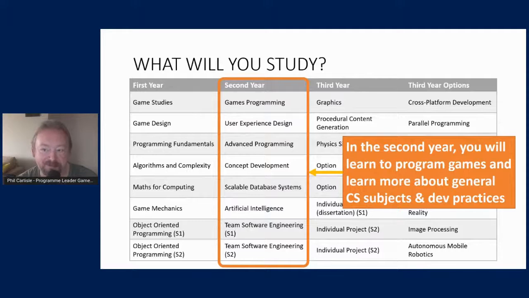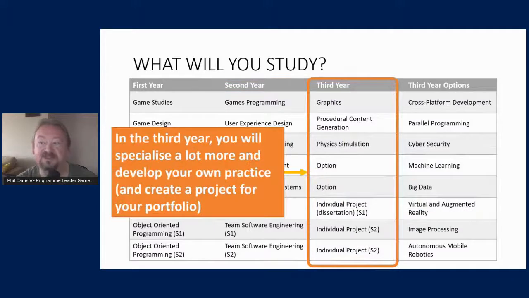So we give you the opportunity to create your own. So the second year, you learn that sort of idea of how games are made, how games are specifically programmed. And then in the third year, this is the time when you get the option to choose your own path in terms of what you want to do in your career. So the idea for the third year is that you choose your specialism.